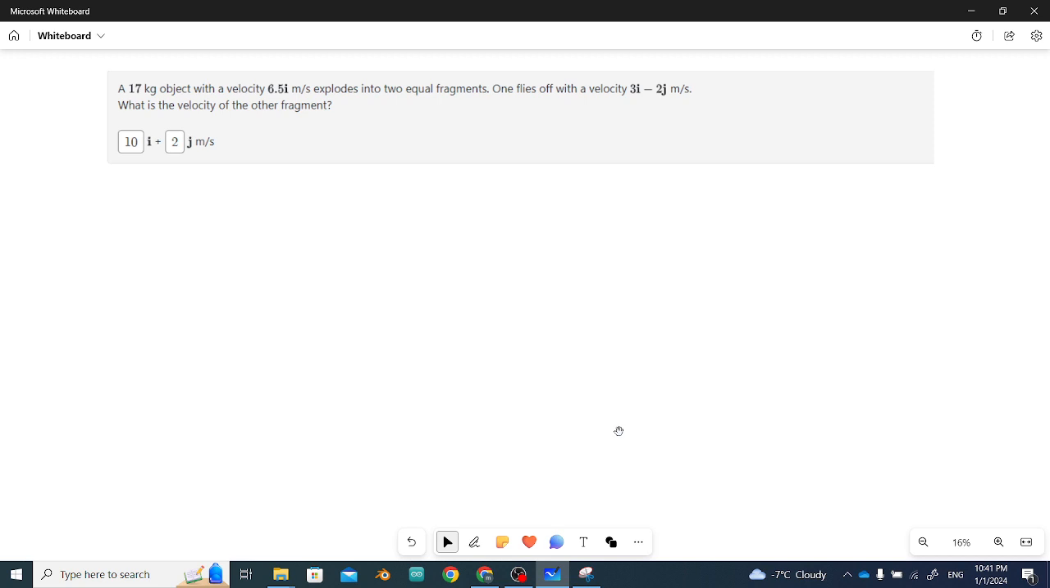Let's try to solve this linear momentum problem that we have on the board. So let's read it. A 17 kilogram object with a velocity 6.5 i meters per second explodes into two equal fragments. One flies off with a velocity 3i minus 2j meters per second. What is the velocity of the other fragment?